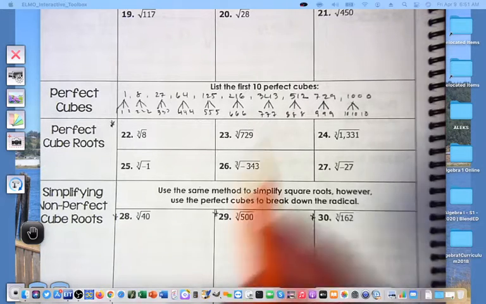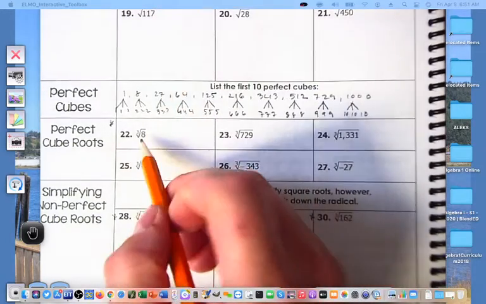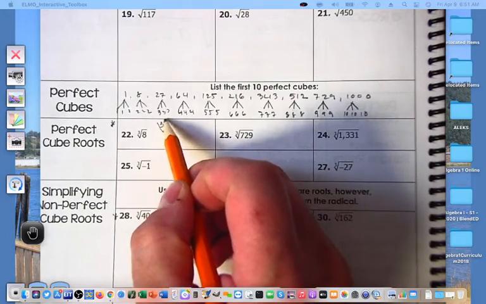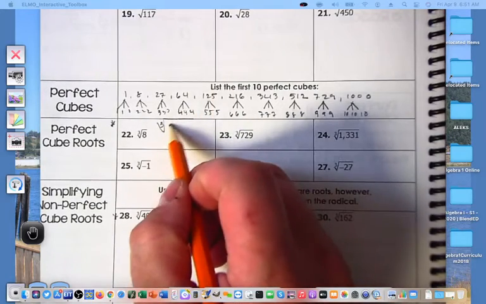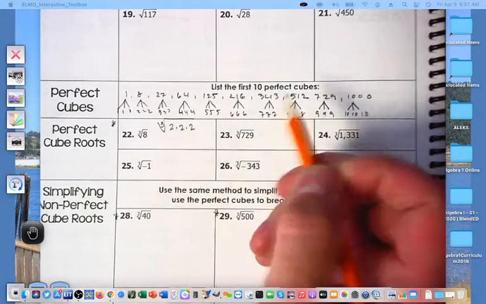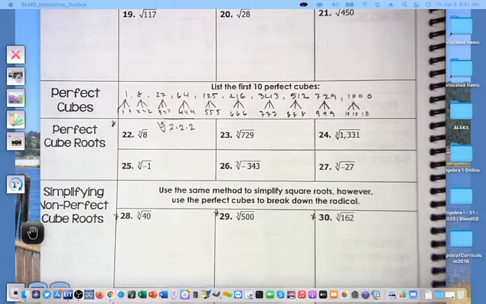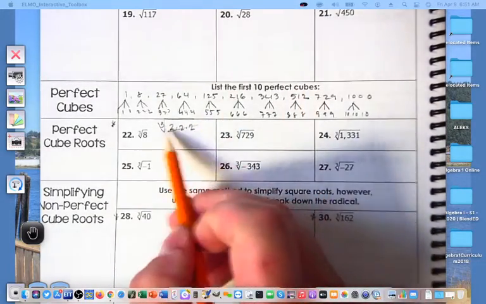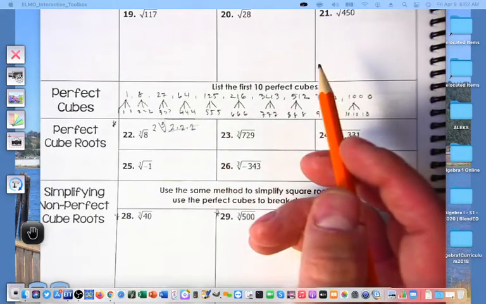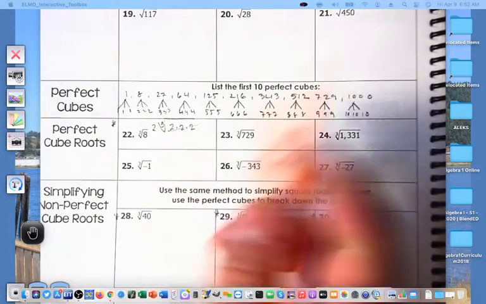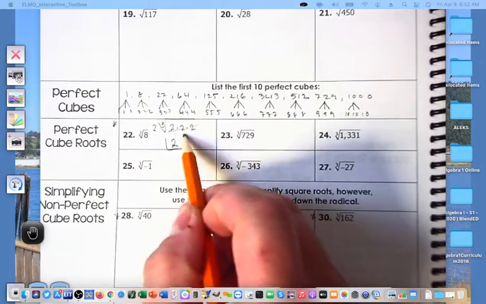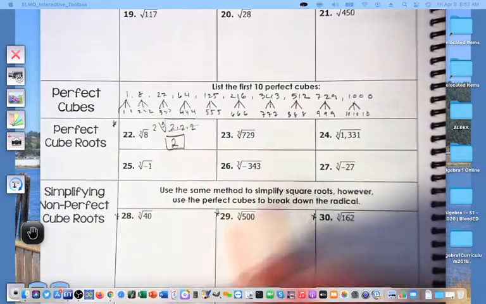So let's take a look at number 8. I break this 8 down into its prime factors. I'm looking for groups of 3. The index is 3. 8 breaks down into 2 times 2 times 2. And each perfect group of 3 becomes a single 2 on the outside. If everything under the radical is crossed out, the cube root of 8 must be equal to 2. I'm going to do each of these ones here real quick.